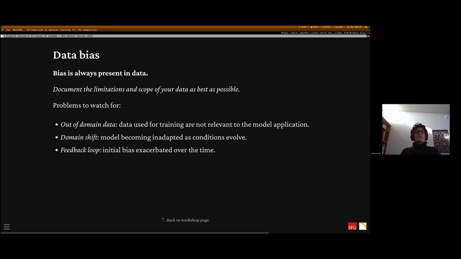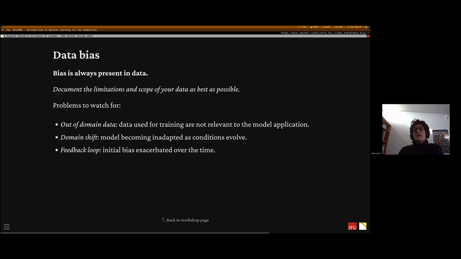So the important thing is to keep that in mind. And when you use some data to train a model, it's very important to document the limitations and the scope of your data. Because one very common pitfall is called out-of-domain data: you take some data that was applied to a certain set of circumstances, you use it to train a model, and then you apply your model to a different application that is out of the scope of your initial data. And that can lead to a ton of problems. You can have domain shift.